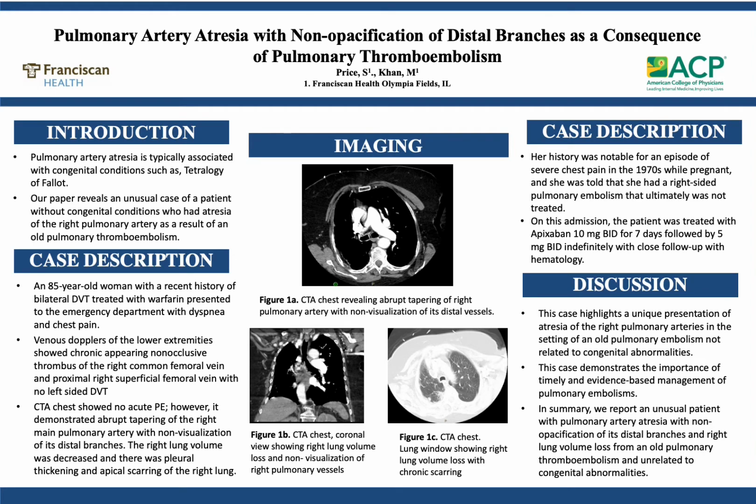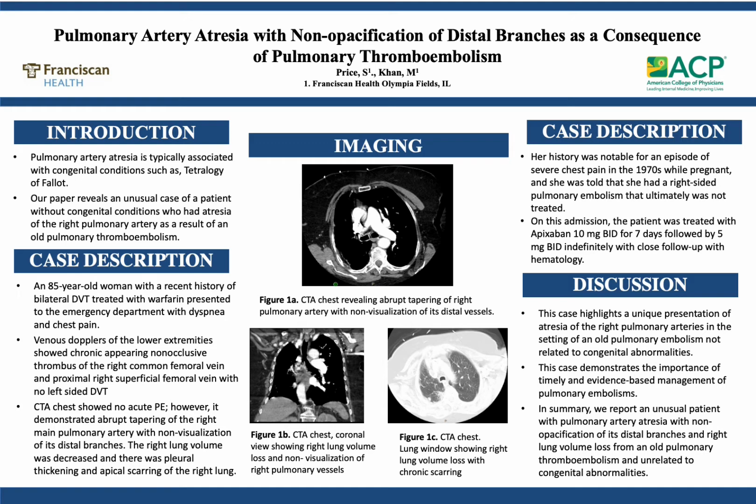This is a case of pulmonary artery atresia with non-opacification of its distal branches as a consequence of pulmonary thromboembolism. Generally, pulmonary artery atresia is associated with congenital conditions such as truncus arteriosus or tetralogy of Fallot. However, our patient was unusual in that she had no congenital conditions and yet had atresia of her right pulmonary artery with resultant right lung volume loss.